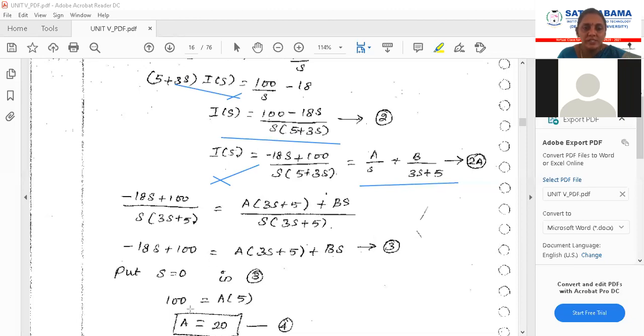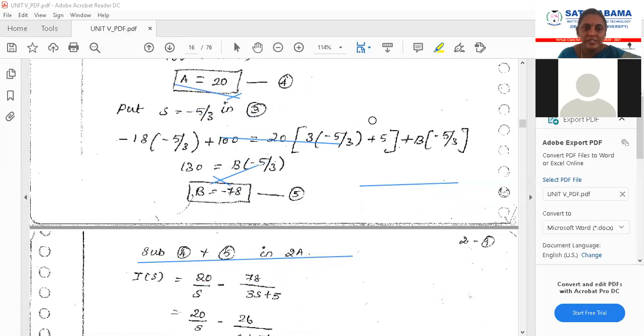Now put values for S and then you have to find out the values for A and B. For this equation, the numerator will be considered because the denominator is cancelled. So you will have minus 18S plus 100 is equal to A into 3S plus 5 plus BS. Now putting S is equal to 0, what happens? The minus 18S term will be 0, and BS will also be 0. So you will find out the value of A. A value will be equal to 20.